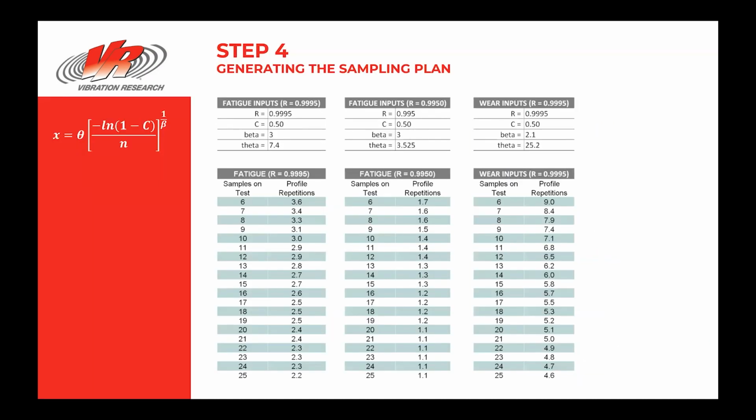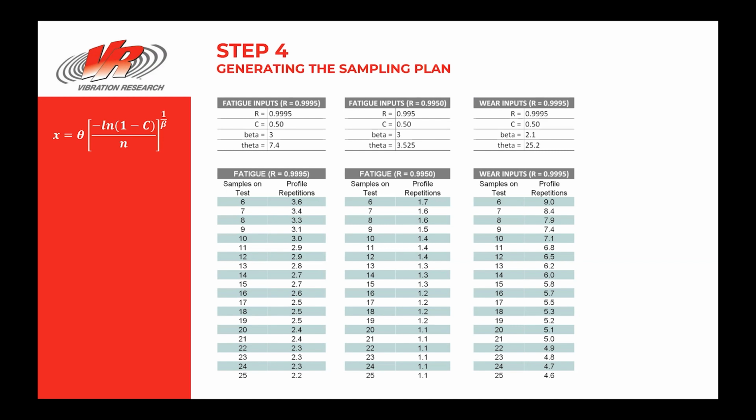So in our example, and I did this actually for 3 different situations, you can see that we calculated Weibull success run sampling plans for R99.95 C50 for fatigue, R99.5 C50 for fatigue, and R99.95 C50 for wear. And we did this just to illustrate the effects of changing some of the parameters. For the wear failure mode, we assumed a Weibull slope equal to 2 for our strength distribution and subsequent back calculation for wear characteristic life.